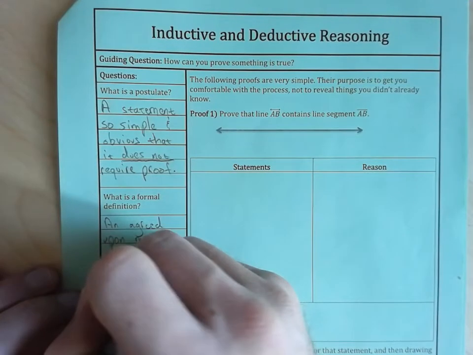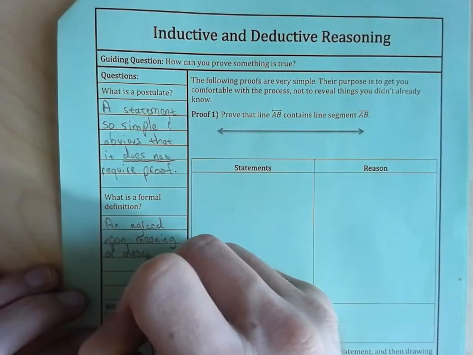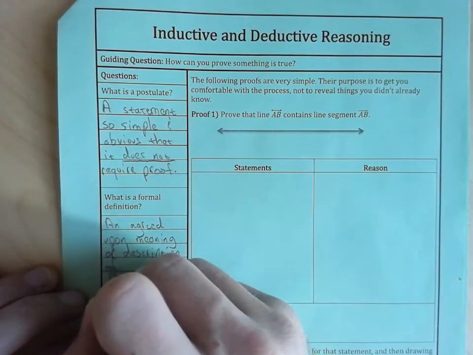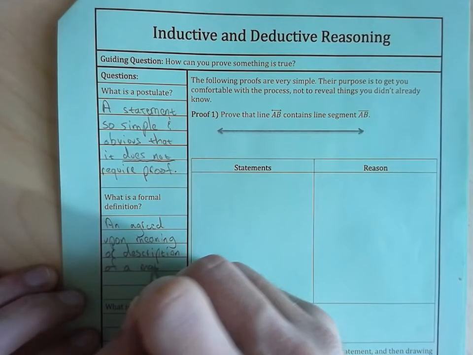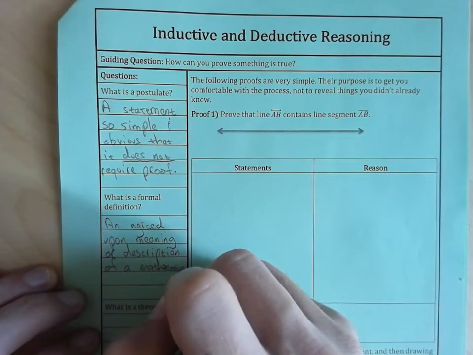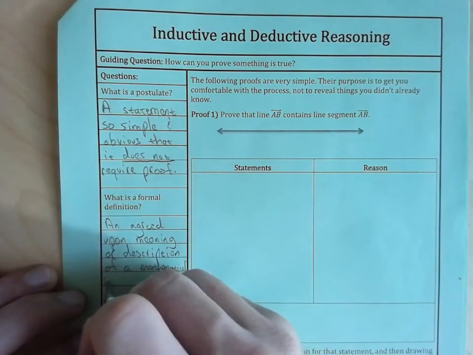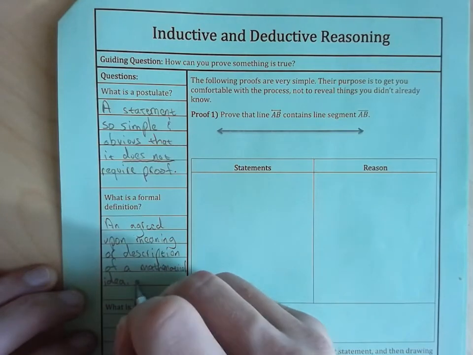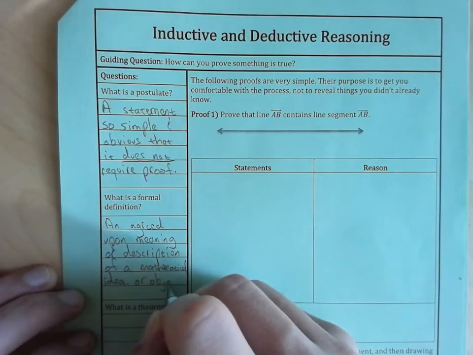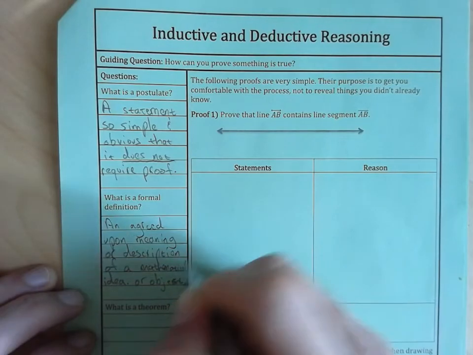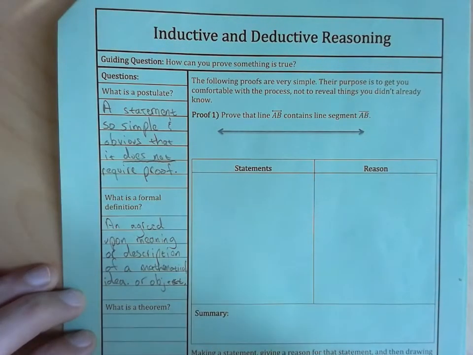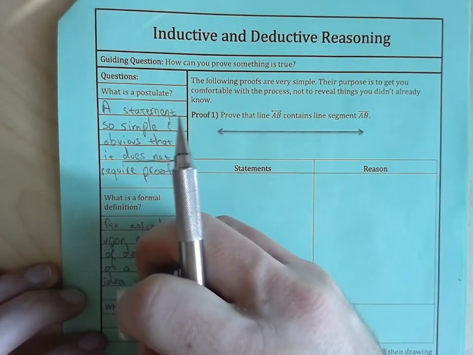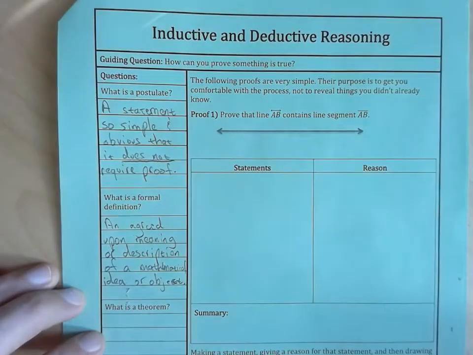Or description of a mathematical idea, or object. And of course we have definitions that are not inside of math, but we're going to stick with the notion of definition in geometry.